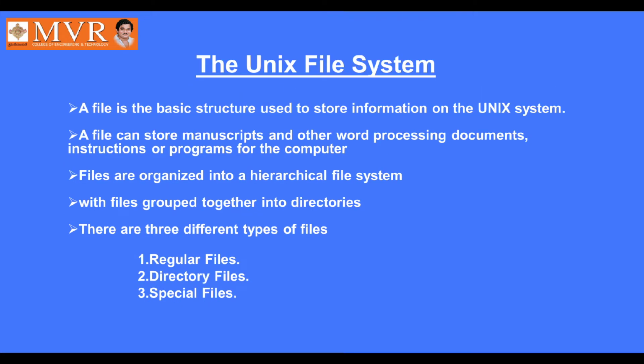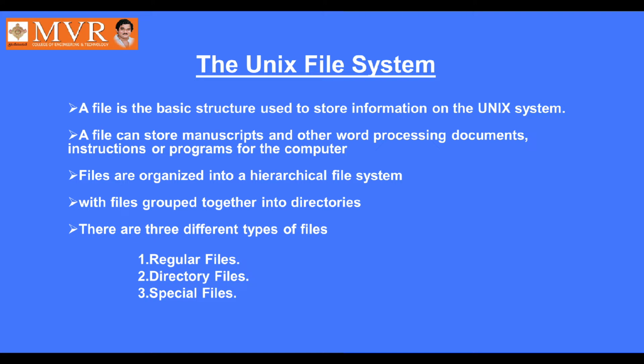Then we are going to the next topic, that is the Unix file system. Basically this is a very typical concept in Unix, because Unix has a unique feature: it treats each and everything as a file. If it is a normal file, it will treat it as a file. If it is a device, Unix treats the device also as a file only.